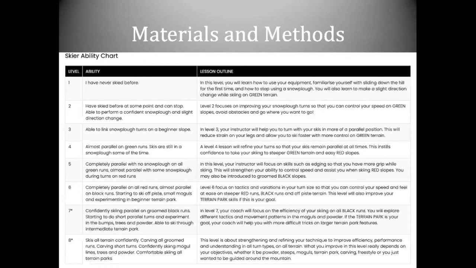So unlike some sports where there's a very objective measure of ability, like handicap in golf, or there are some objective measures in sports like tennis and things like that, skiing doesn't really have a very well-established objective measure of performance. And so we use this skier ability chart that is kind of a self-reported, here's what I'm comfortable doing, here's what I'm not comfortable doing, as a way of trying to standardize our patients' ability.